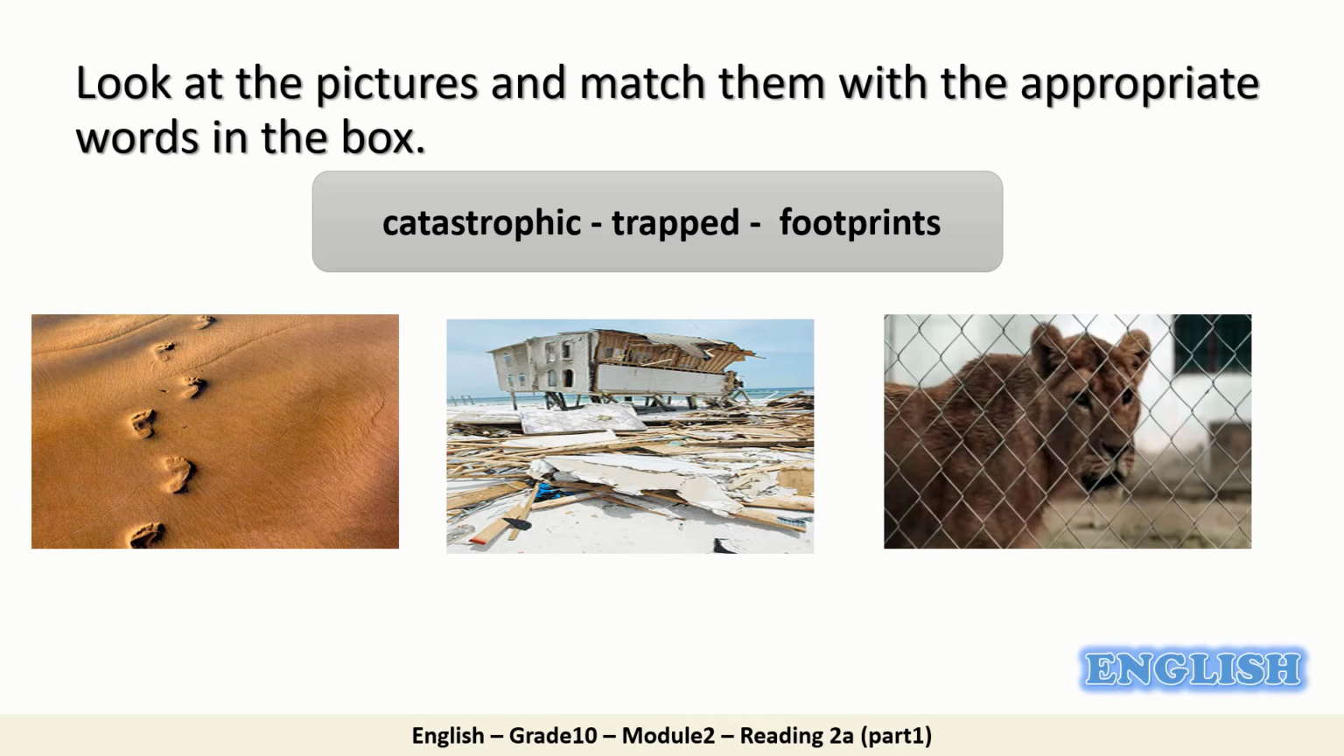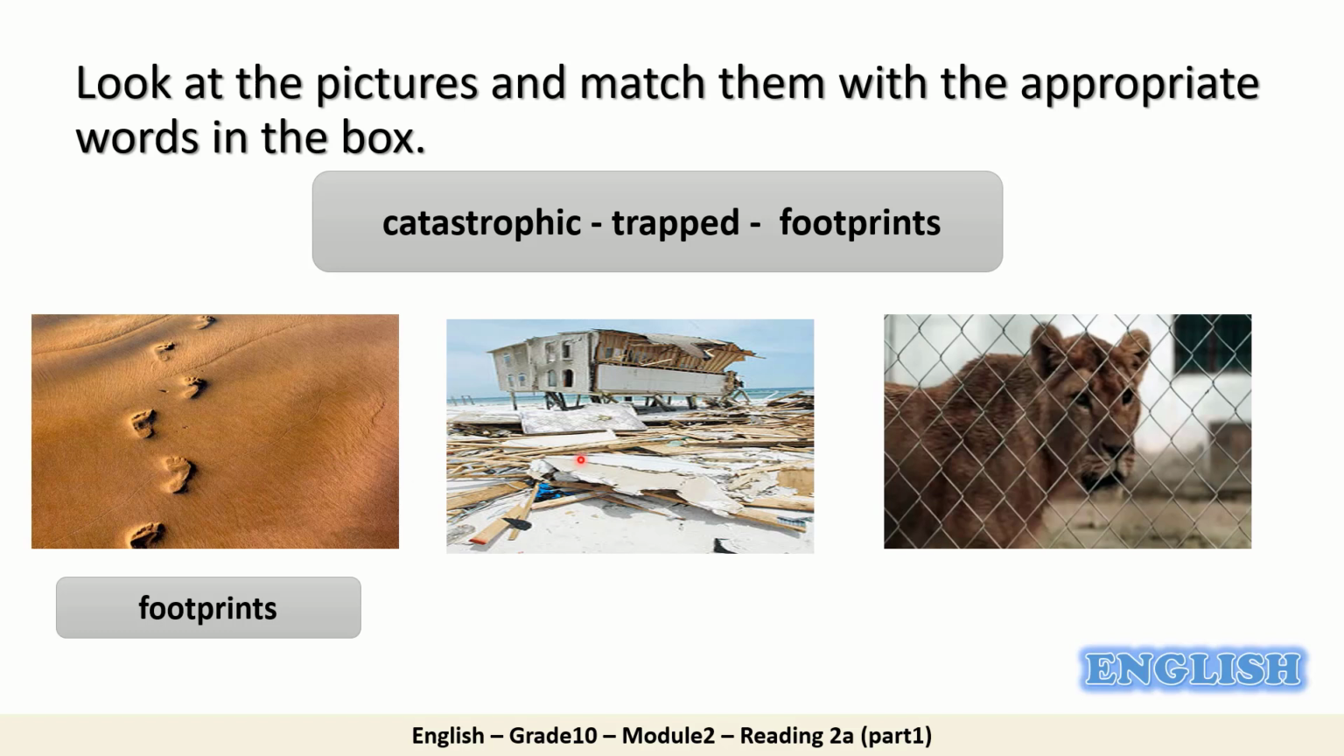Look at the pictures and match them with the appropriate words in the box. The words we have are catastrophic, trapped, and footprints. Let's try to do the first one together. What do you see on the picture? Yes, you see traces. Traces of feet, perfect. So the first picture shows footprints, perfect. Now pause the video and try to think about the 2 remaining pictures.